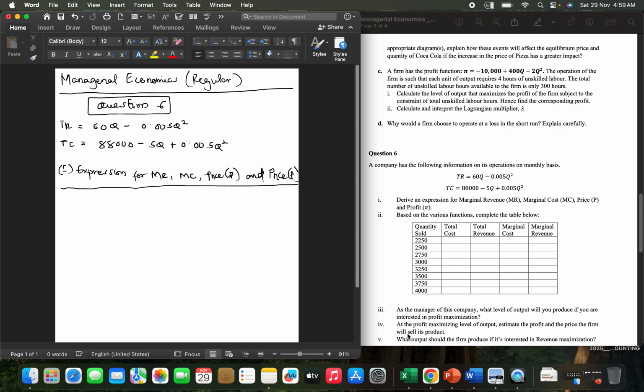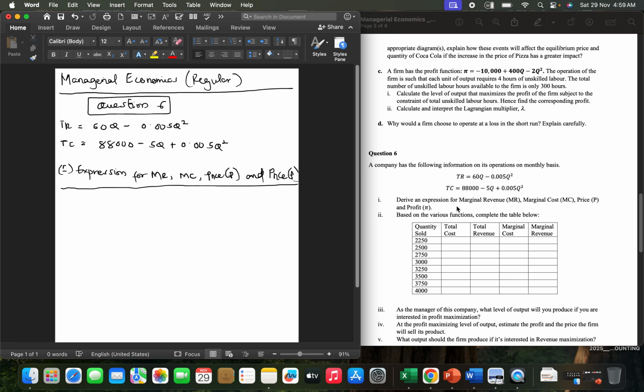Today we'll be touching on the regular tutorial questions. I'll be starting with question 6 of the regular tutorial questions. Question 6 reads: a company has the following information on its operations on a monthly basis.